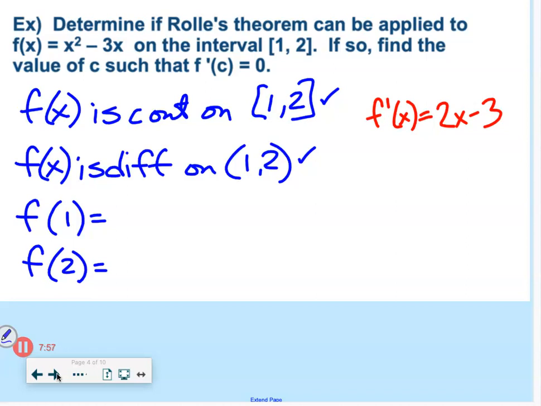Wait 2 more minutes. Stay for the end of Rolle's.